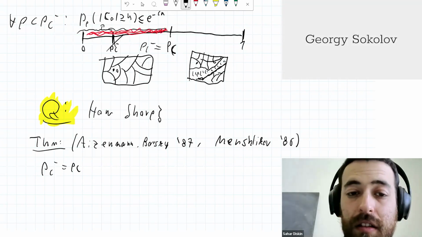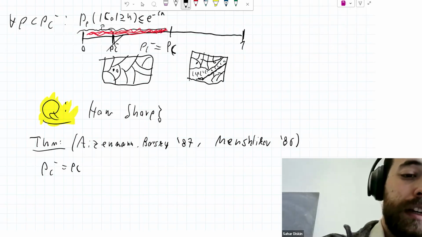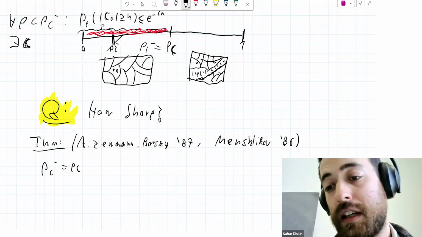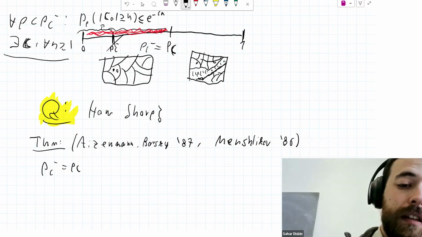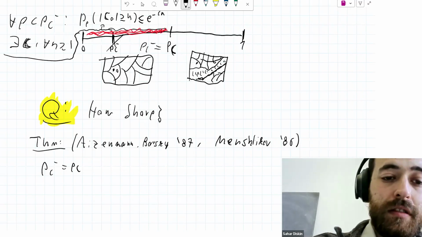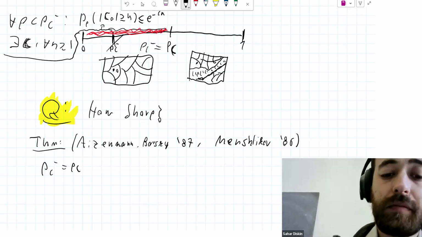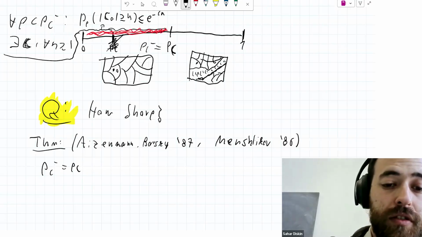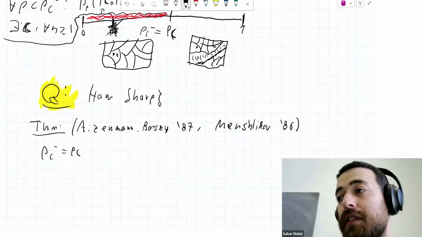Constant depends on p_c. Yeah, exactly. For every p smaller than p_c, there exists a constant c which depends on p and on p_c, such that for all n bigger than 1, we have this statement. Okay. Exactly. Thank you. So this is one part of the picture. And then you can ask, okay, I have this very nice theorem.